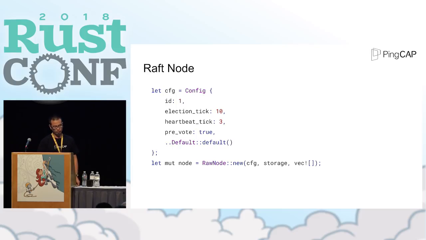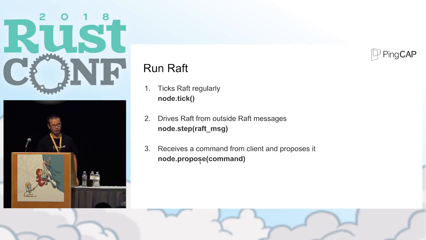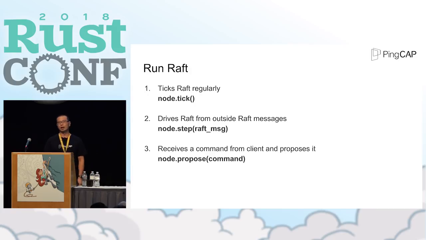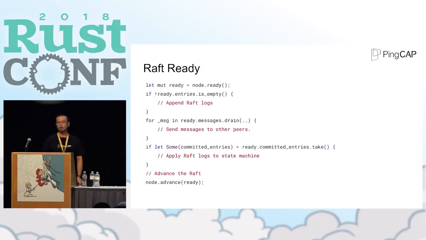So after we create a Raft node, we can do something. Here you can see, as I said before, the tick drives the Raft node regularly, and we use step to receive the remote message from the other node and drive it, and use propose to receive the command from the client and drive it too. When we drive the Raft node, it may enter the ready state. We can call the node has ready function to check whether the Raft node is ready or not.